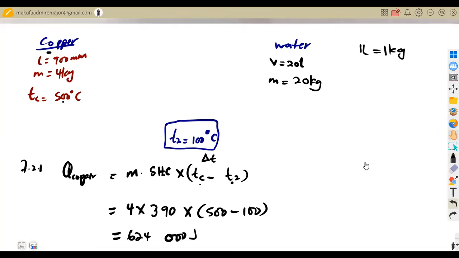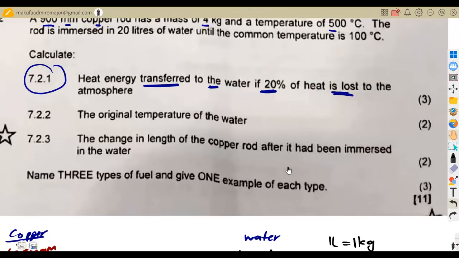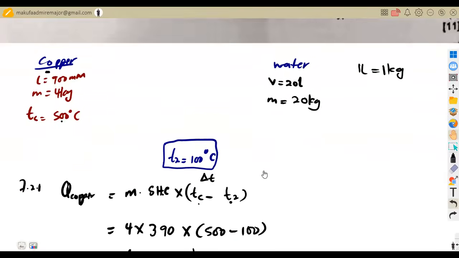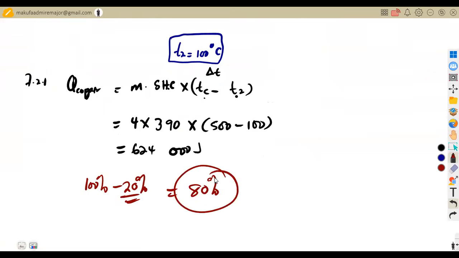But they are saying 20% of this heat is being lost to the atmosphere. So meaning to say it did not reach the water. The 20% did not reach the water. So out of the 100%, we are going to subtract the one that we lost, and we are remaining with 80%. So the 80% is the one that is affecting the water. So this is the one that is going to affect the water in this case.